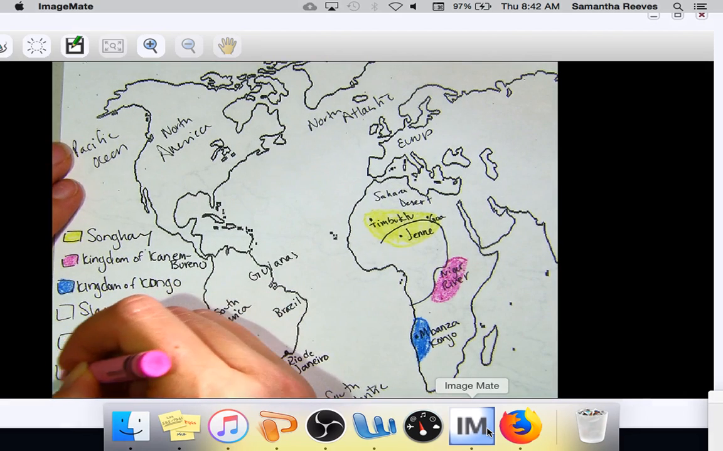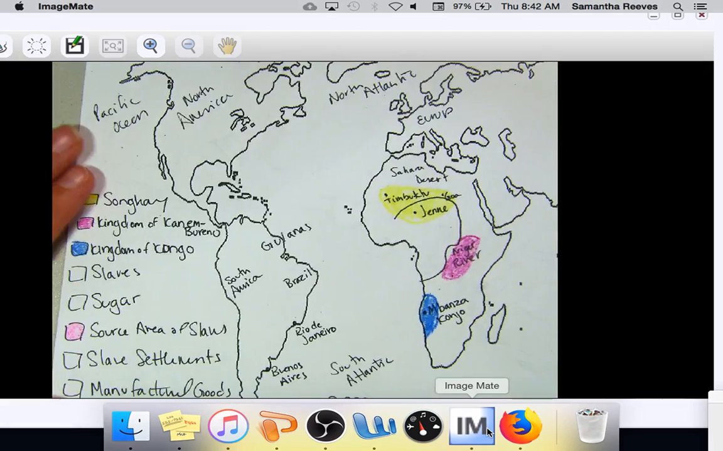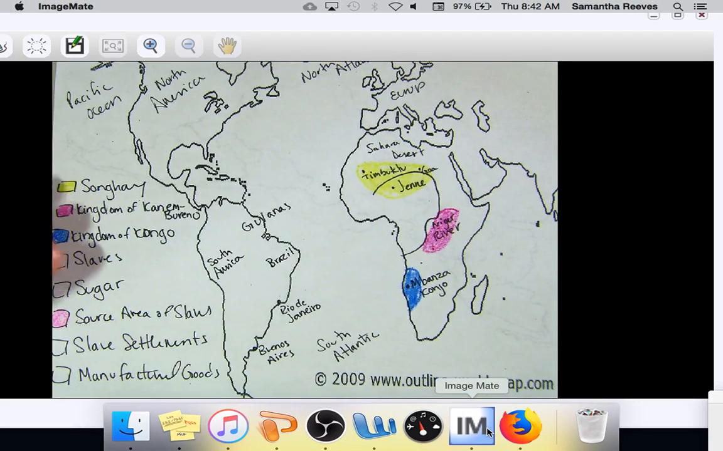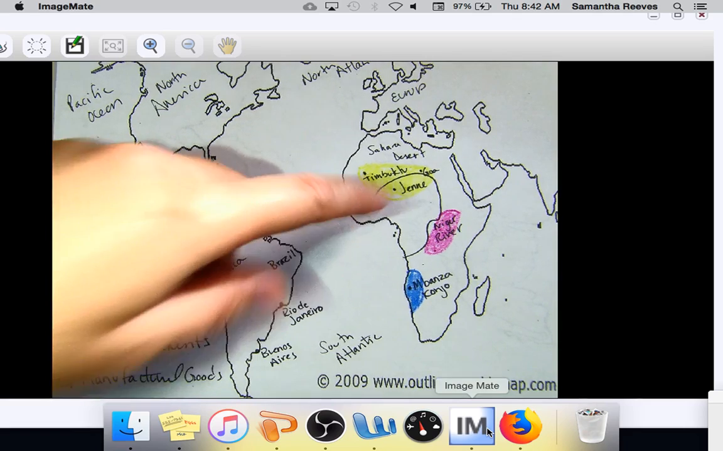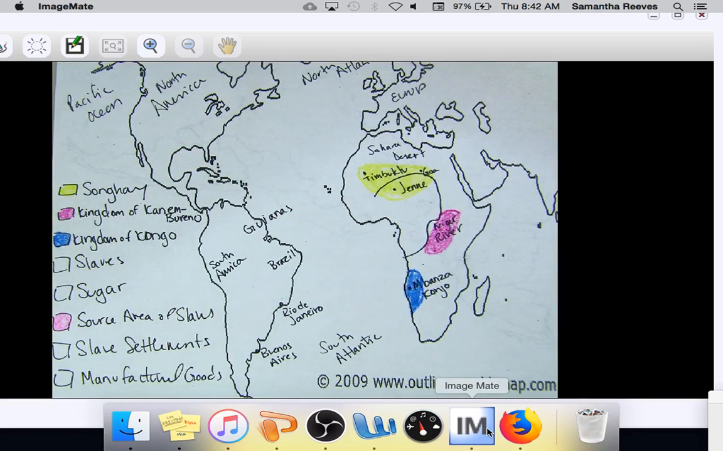Just continuing the Africa side. Source area of slaves. Now, ladies and gentlemen, who are the ones capturing slaves? Africans, yes. You need to understand that for the first time, we're starting to see white people start buying slaves, correct? But are white people going in and capturing them in the continent of Africa? No. White people are going to pull up to the ports and say, I'll buy some slaves. And then Africans are capturing other Africans and bringing them to the ports. So white people are not in the continent yet. Does that make sense? They're just at the ports.